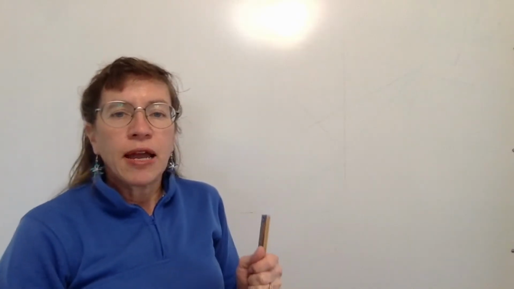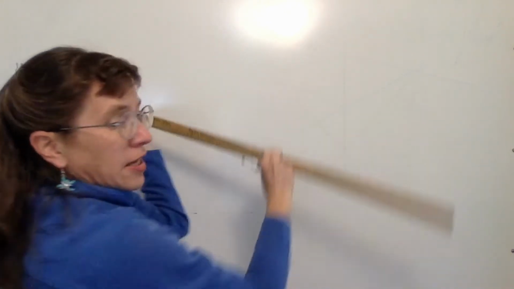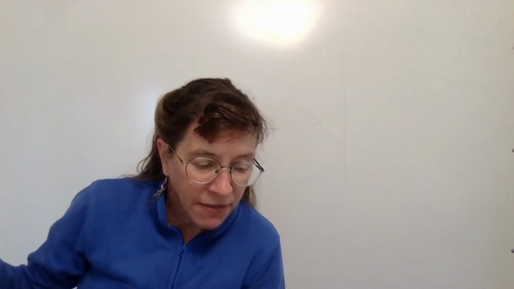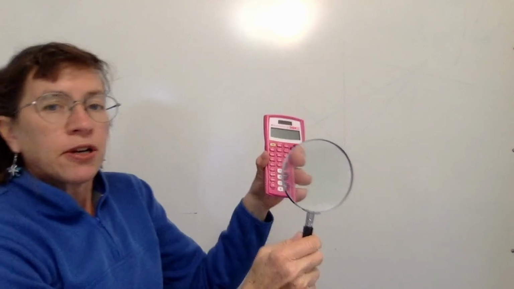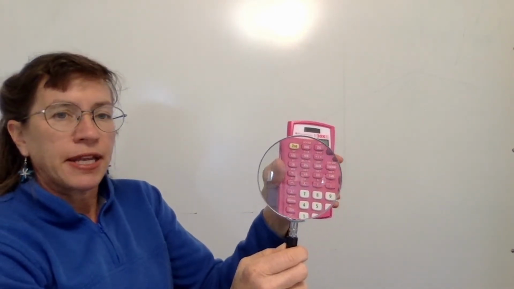The next diagram that I want to do is going to be for a converging lens. An example of a converging lens is a magnifying glass. You're familiar many times with a magnifying glass. You look through it and you see a large magnified image.